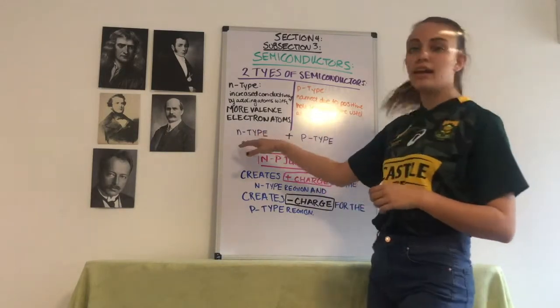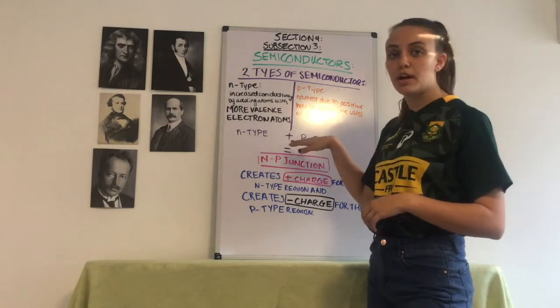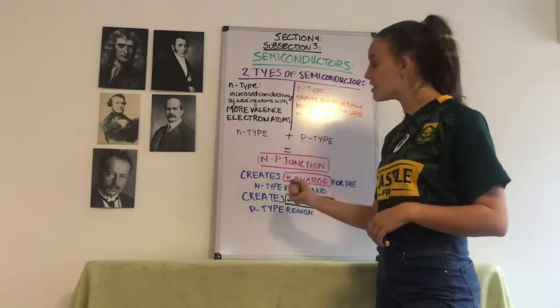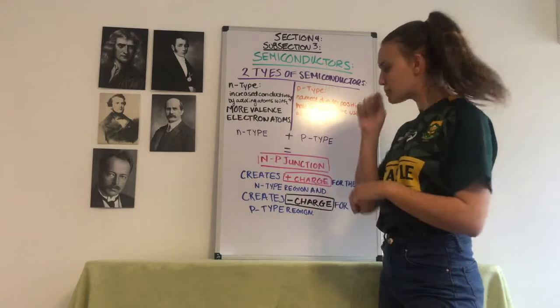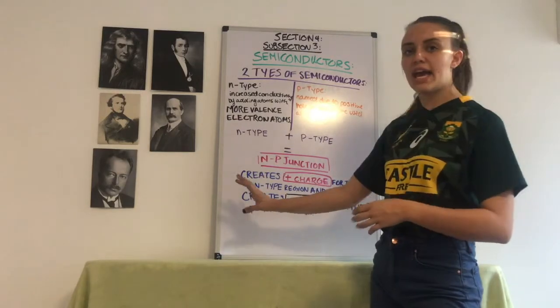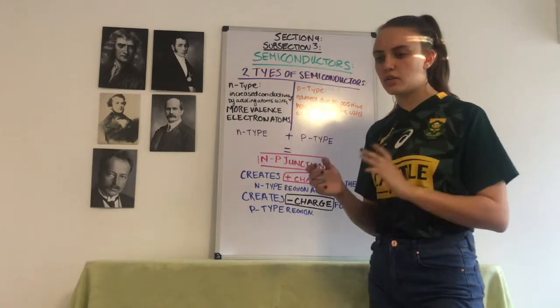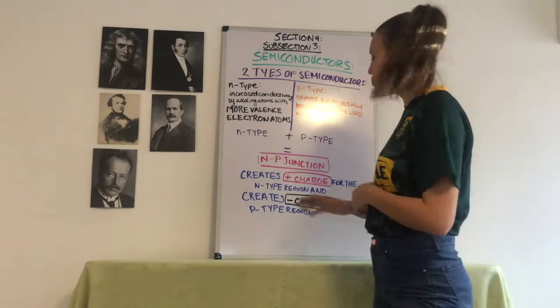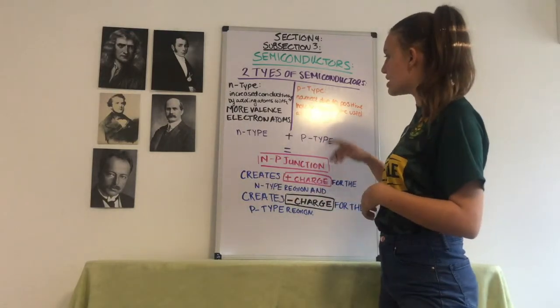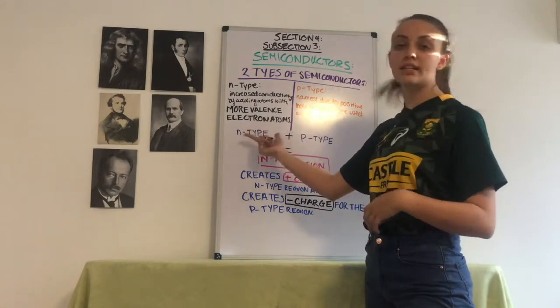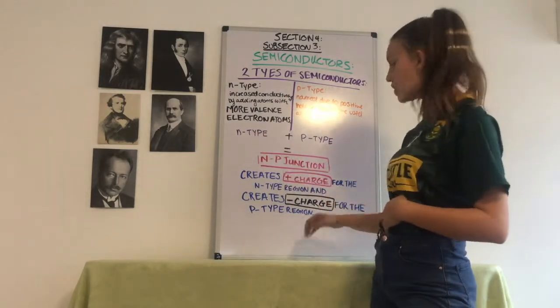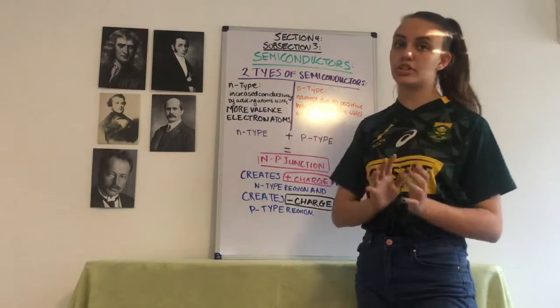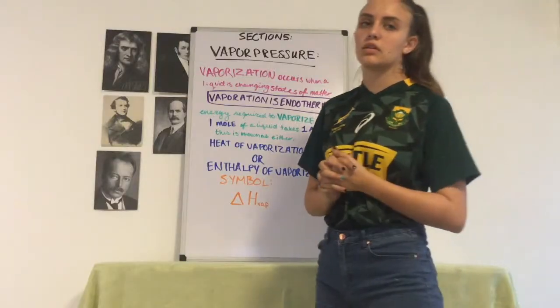So when you add an N-type and a P-type semiconductor together, you get an NP junction. And this will create a region in a certain metal, non-metal, or substance, which will cause the N-type region to have a positive charge and the P-type region to have a negative charge.